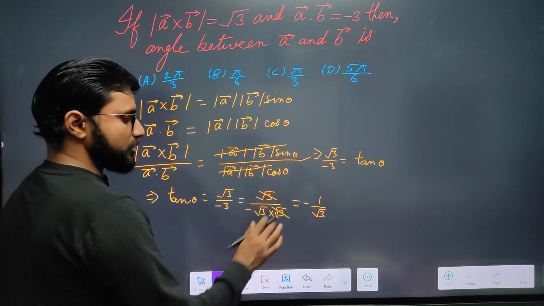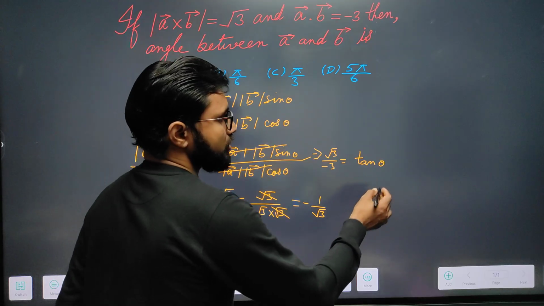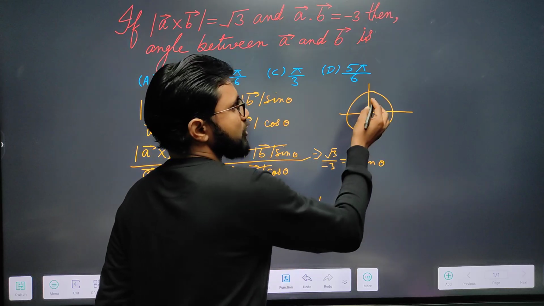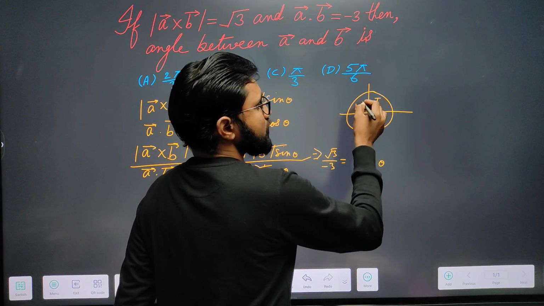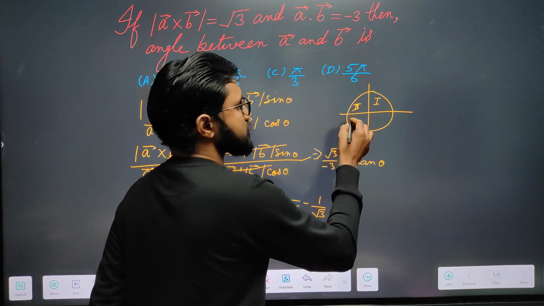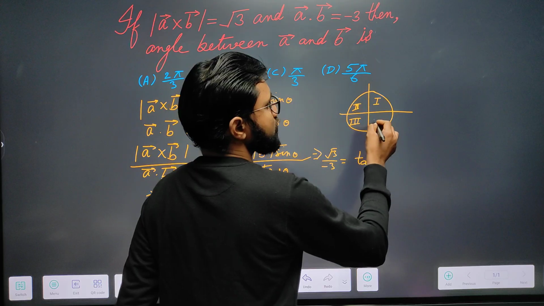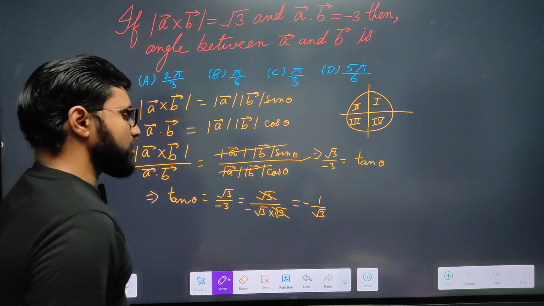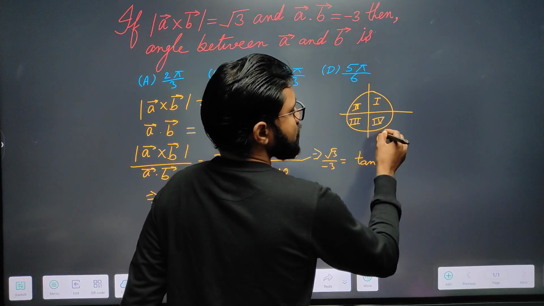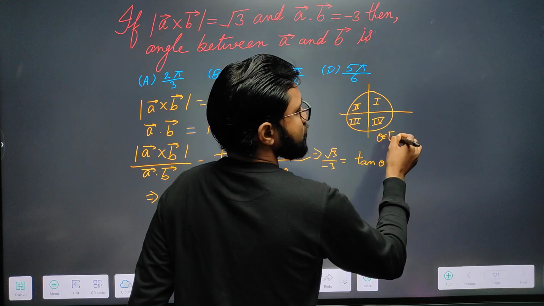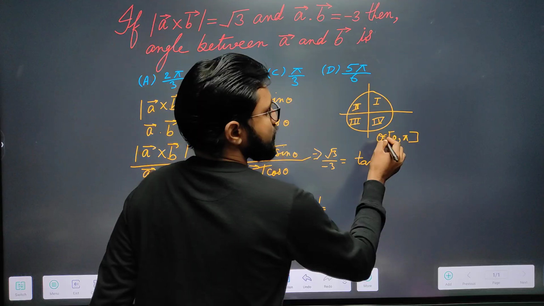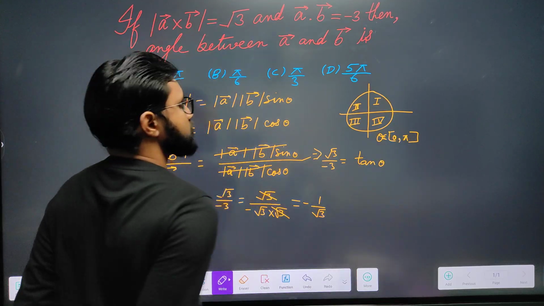But here a minus is coming, so the angle theta comes in the second quadrant, because in the first quadrant every trigonometric ratio is positive, but tan theta is negative in the second quadrant, positive in the third quadrant and negative in the fourth quadrant. And the range of angle theta is 0 to pi.